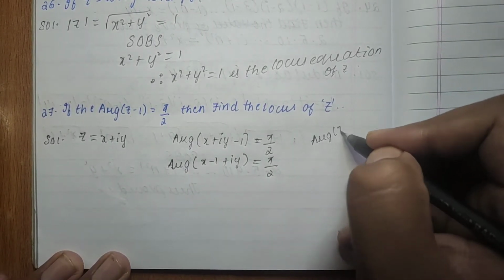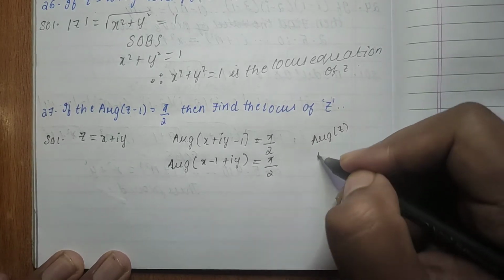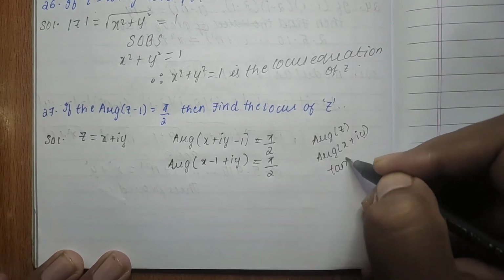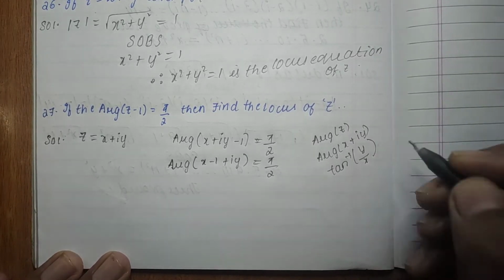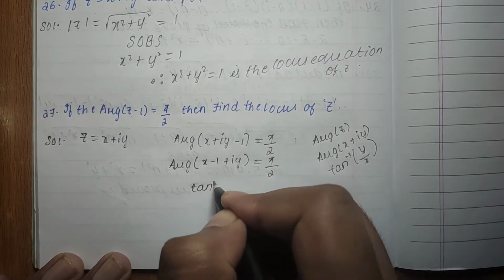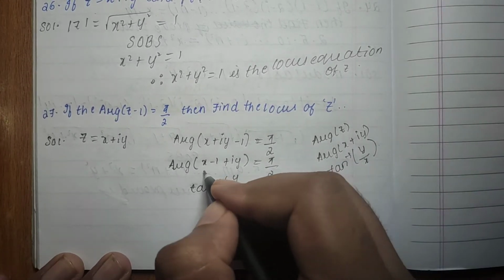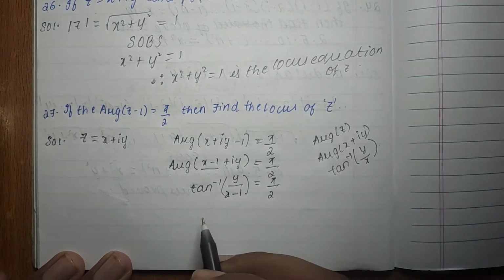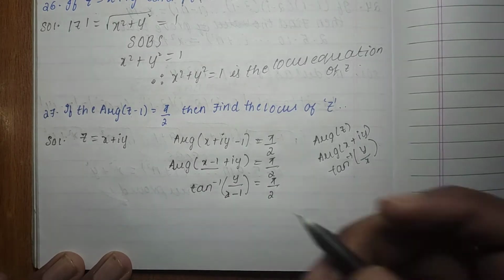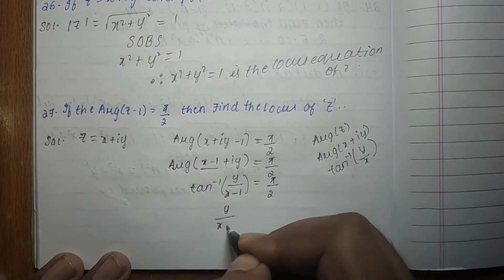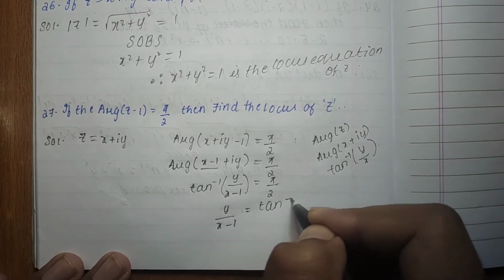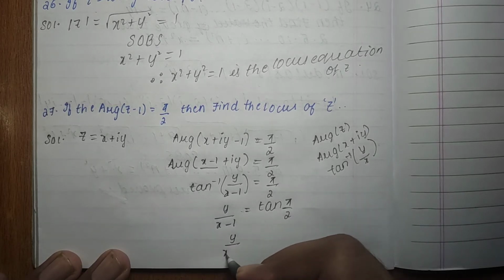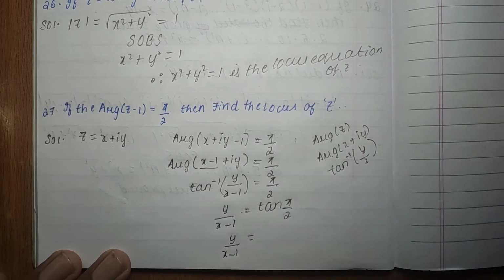The formula of argument of z, that means x plus iy, is tan inverse of y by x. So substitute: this is tan inverse of y by x. The x value is x minus 1, is equal to pi by 2. Take this tan inverse to that side, it becomes tan theta. y by x minus 1 is equal to tan 90, which is infinity.